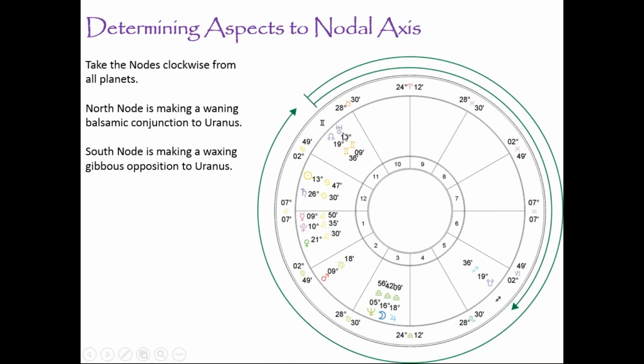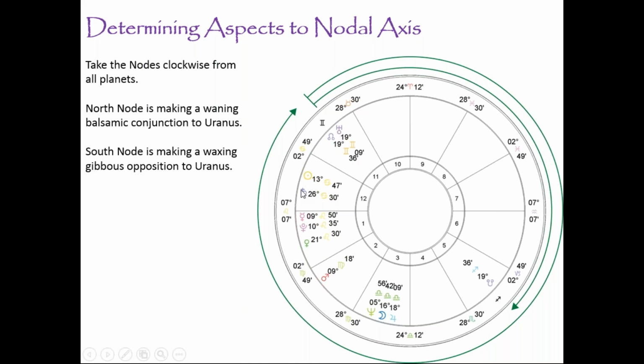Starting with the inner circle, starting with the planet, in this example Uranus, we go clockwise around the circle almost halfway. We go 179 degrees and a few minutes, and the south node is making a gibbous opposition to Uranus. It is less than 180 degrees. If that south node was at 20 or 21 degrees, it would be a full phase opposition to Uranus. So this was my generic example of comparing the nodes to any planets.